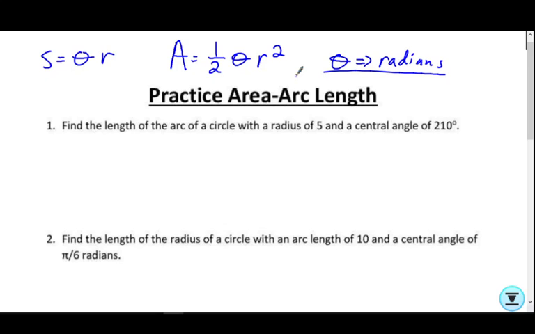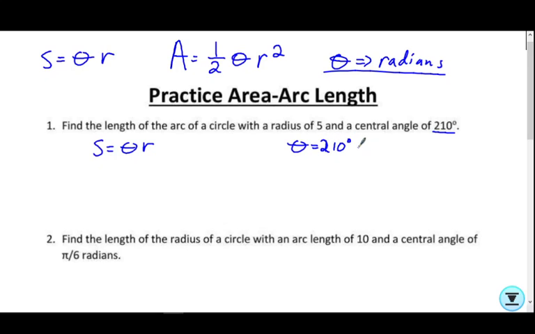So for number one, find the length of the arc of a circle with a radius of 5 and a central angle of 210 degrees. So it's asking me to find length. As soon as I see length, I know I'm using arc length, so s equals theta r. Now again, the first thing I have to do is, since they gave me theta in degrees, I have to change it to radians.